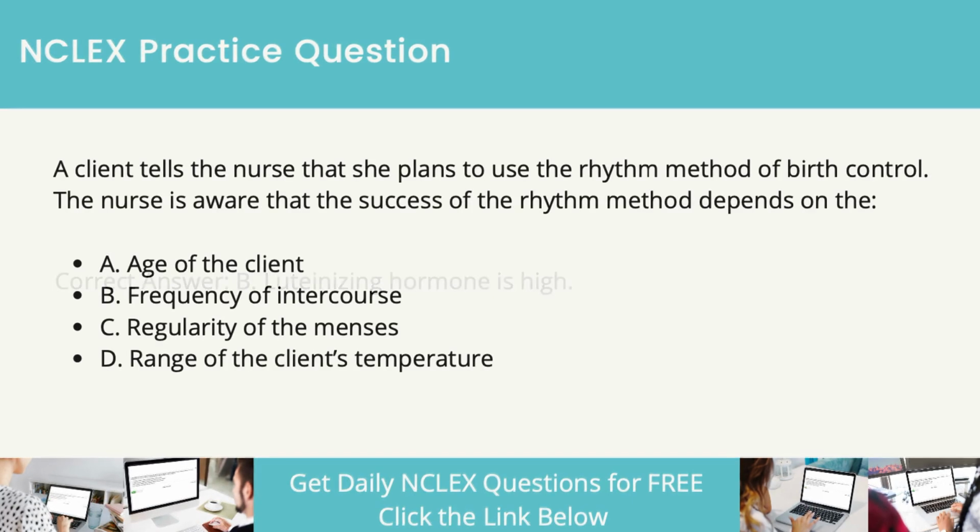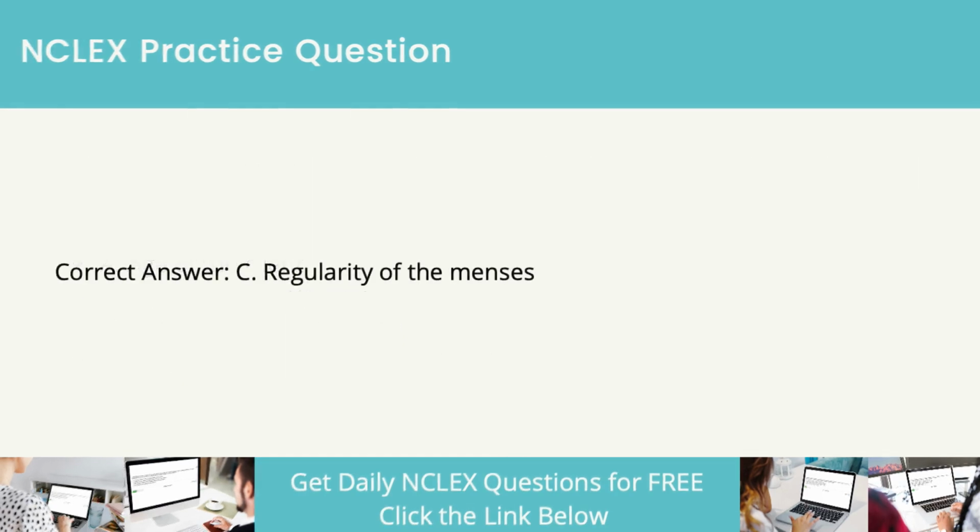A client tells the nurse that she plans to use the rhythm method of birth control. The nurse is aware that the success of the rhythm method depends on the age of the client, frequency of intercourse, regularity of the menses, or range of the client's temperature. The correct answer is regularity of the menses. The success of the rhythm method of birth control is dependent on the client's menses being regular. Women are only fertile, an egg is present, for a few days each month.